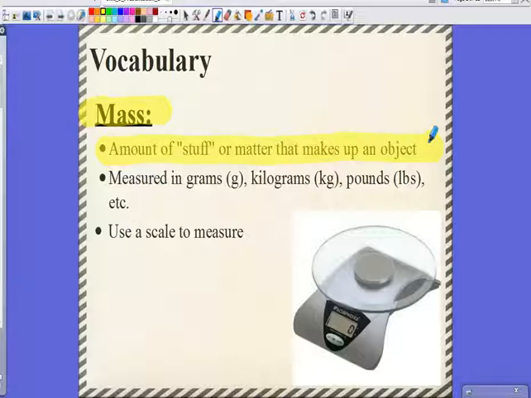All right, we measure this in grams, kilograms, pounds. That's what you know as. But in this class, we're going to be using mostly grams. We're going to be measuring a little bit small stuff. We won't really be doing anything in kilograms, but grams mostly. And we use a scale. You've been using the scale all year long, so that shouldn't be anything new to you guys. But really what we're finding is the mass of an object when you do that. Okay?